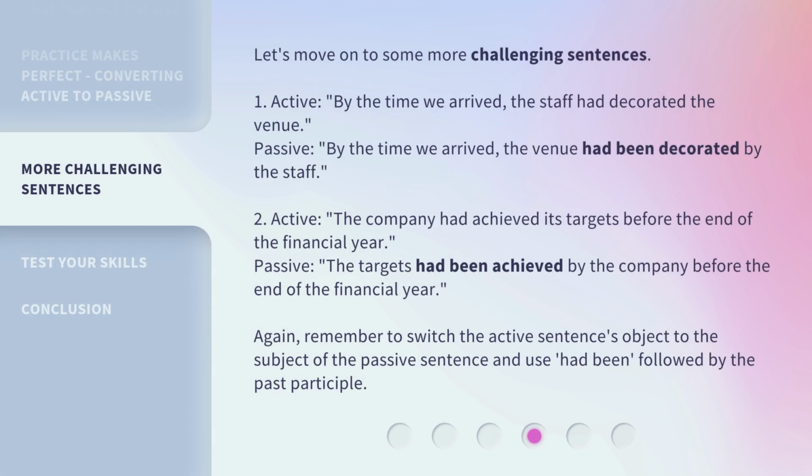Let's move on to some more challenging sentences. 1. Active. By the time we arrived, the staff had decorated the venue. Passive. By the time we arrived, the venue had been decorated by the staff. 2. Active. The company had achieved its targets before the end of the financial year. Passive. The targets had been achieved by the company before the end of the financial year. Again, remember to switch the active sentence's object to the subject of the passive sentence and use had been, followed by the past participle.